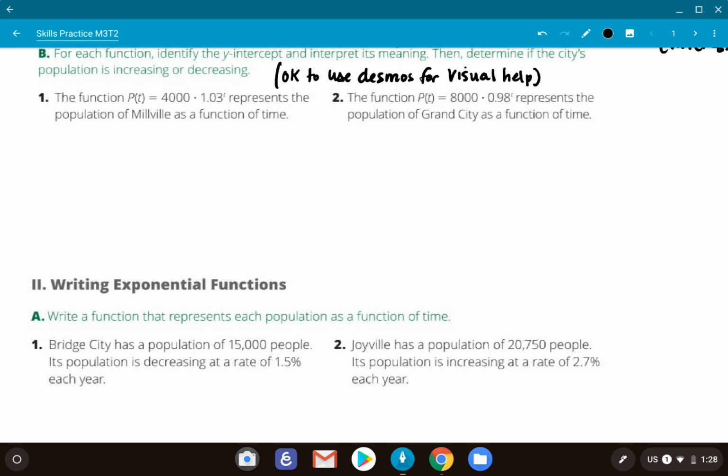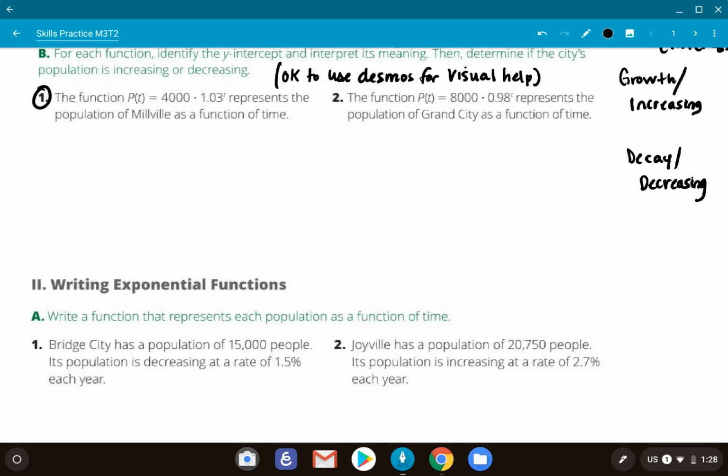We're going to look now at population growth and decay. And keep in mind that growth will be increasing and decay will be decreasing. We're supposed to be looking at the y-intercept and interpret its meaning and then determine if the city's population is increasing or decreasing.